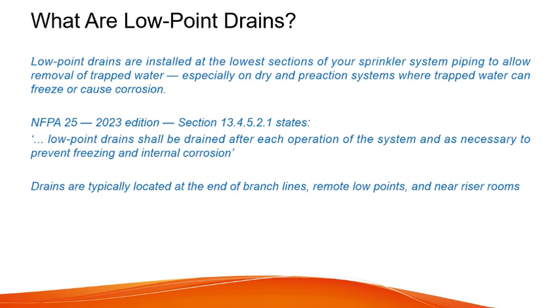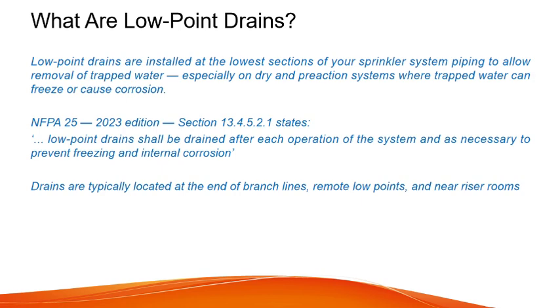What are low point drains? Low point drains are installed at the lower section of a sprinkler system piping. It is basically a drain valve which is installed at the lowest section of the sprinkler system piping to allow removal of trapped water in the piping, especially on dry and pre-action sprinkler systems where trapped water can freeze or cause corrosion.